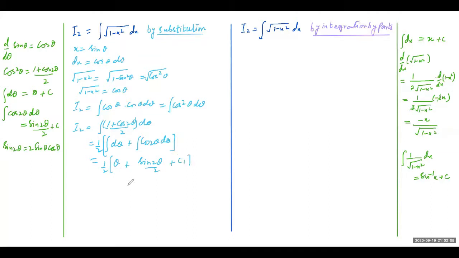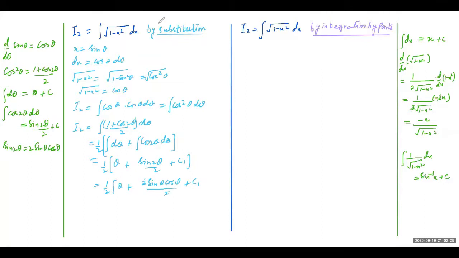So we introduce a constant of integration C1 and then 1 by 2 theta. Use the value of sine 2 theta, which is equal to 2 sine theta cos theta, whole divided by 2, plus C1, and we cancel both these 2's. Here it is.